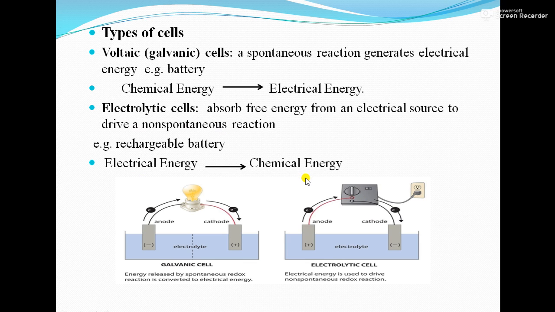And when you use that mobile phone after removal of the charger, it operates in voltaic cell mode. That means first you charge, that is the rechargeable battery, which is nothing but an electrolytic cell, where electrical energy is converted into chemical energy. Then while using it, the reverse process takes place, that is chemical energy is converted to electrical energy. So that is types of cells. You can see in the diagram, first is the galvanic cell and second is the electrolytic cell.